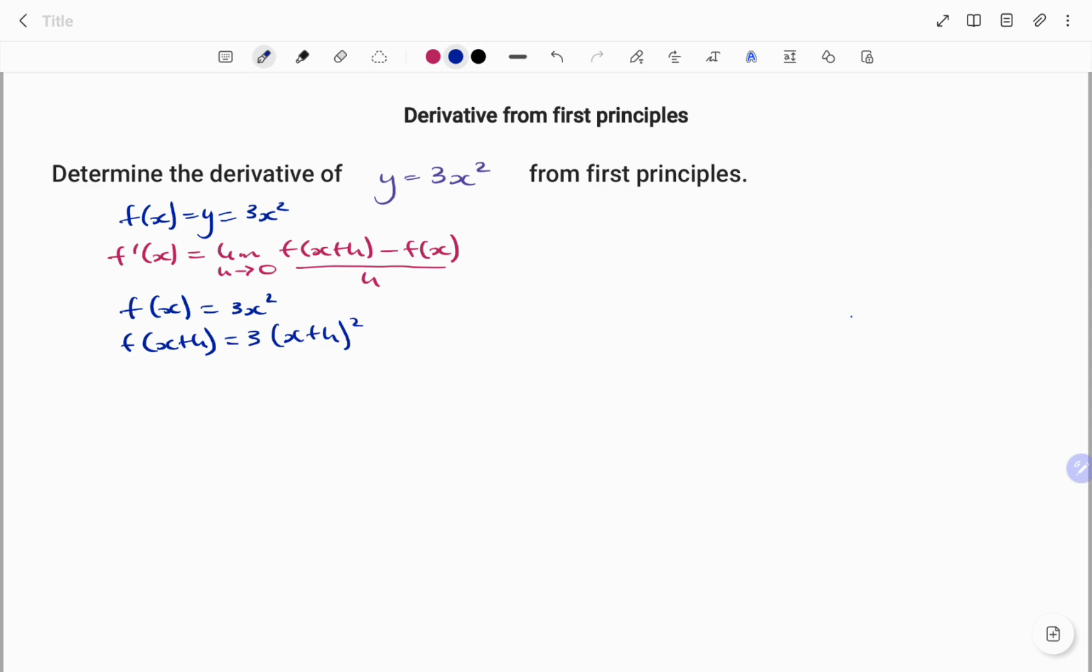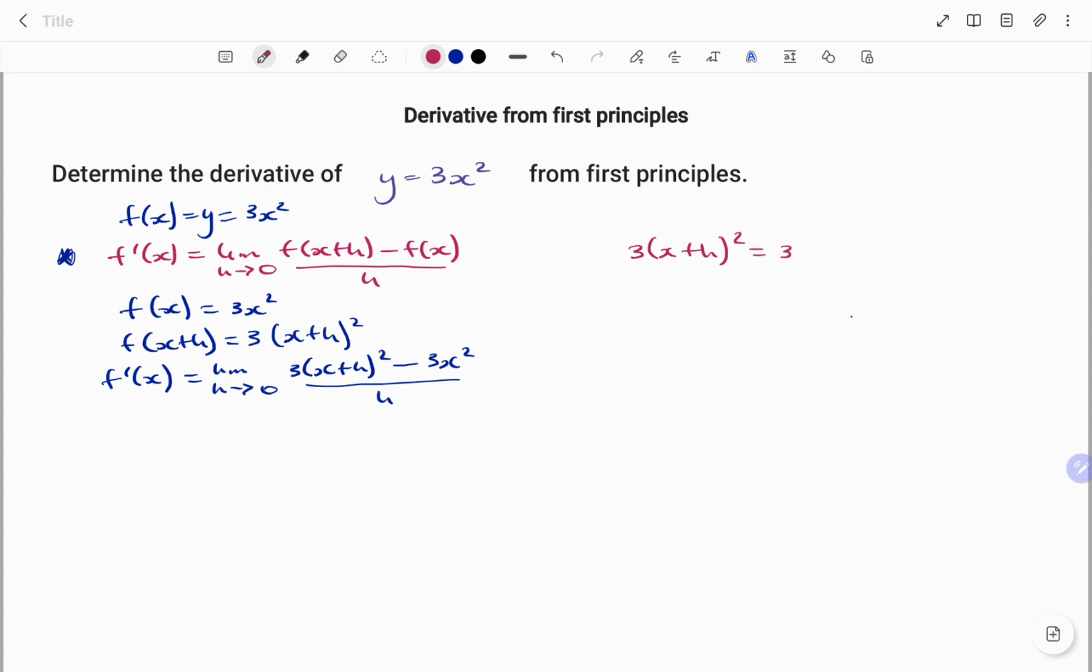So slotting it back into the equation, this is the equation we're using. We have f prime of x equals limit as h tends to 0, f of x, we have it as 3(x plus h) all squared, minus f of x, which is 3x squared, all over h.